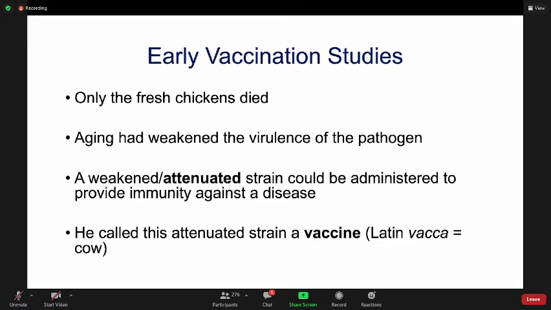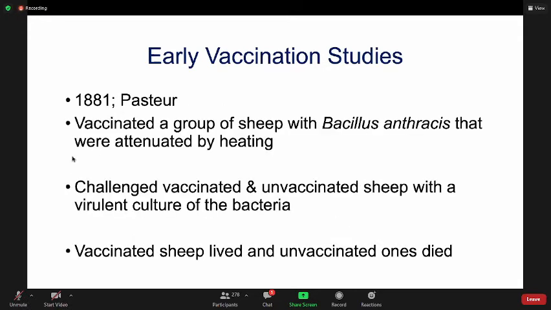So this is where now the term vaccine came from. He coined this attenuated strain a vaccine, and this came from the Latin word vacca, which is a cow.